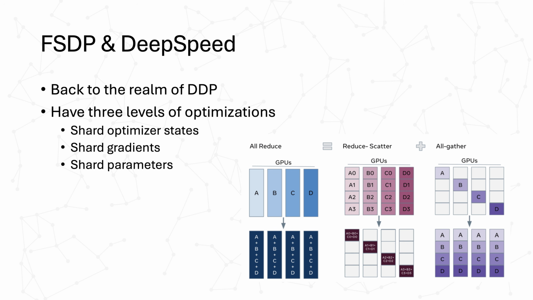Both of these libraries are pretty similar, just implemented differently by different companies, but they each have 3 levels of optimization. The first level, which is the biggest one, is sharding the optimizer states, which I'll show you an animation of in just a sec. Second is sharding the gradients and the optimizer states. And finally is sharding all parts of this machine learning training process, namely the optimizer states, the gradients, and the parameters.